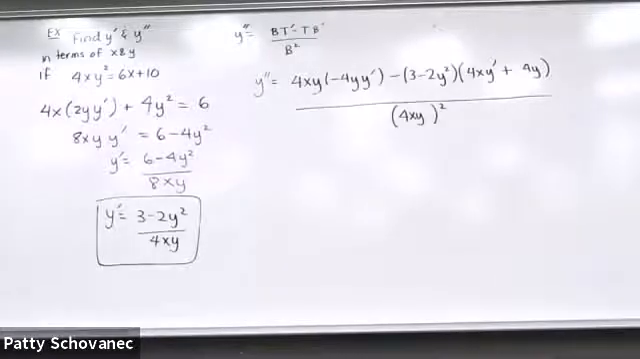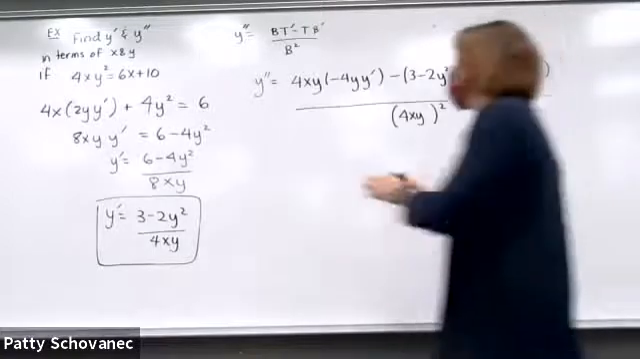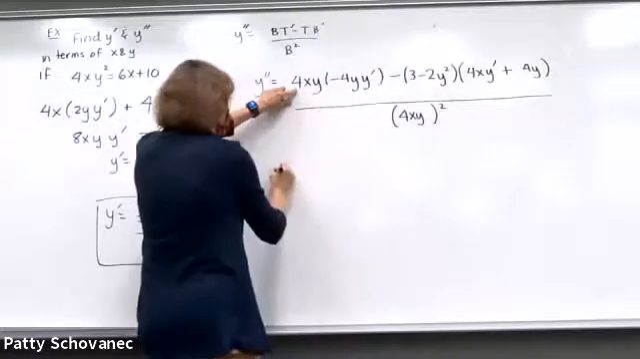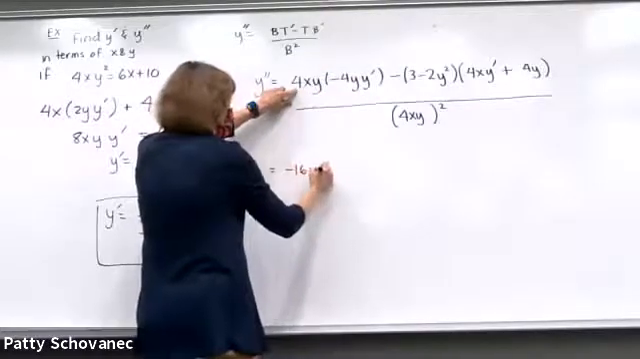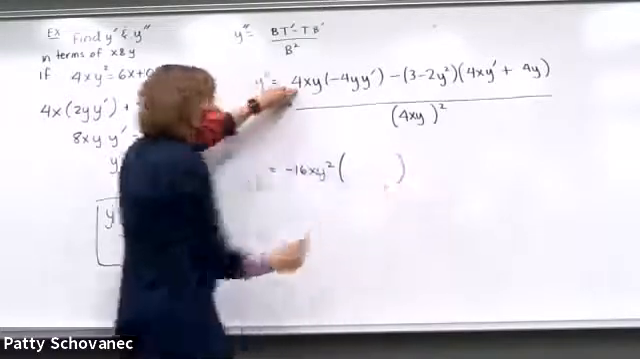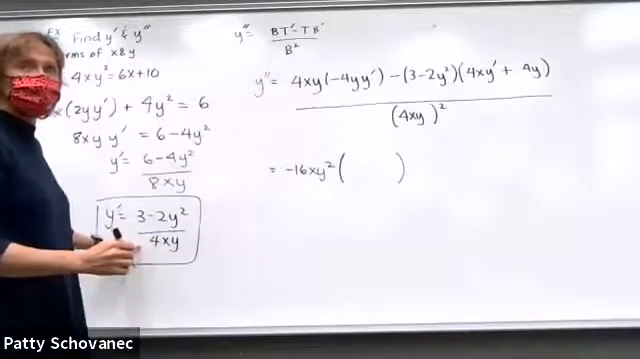Okay, so what I'm going to do is write this first term as negative 16xy squared times y prime, but I'm not going to put the y prime. I'm going to leave a gap there because I'm going to put this in those parentheses.